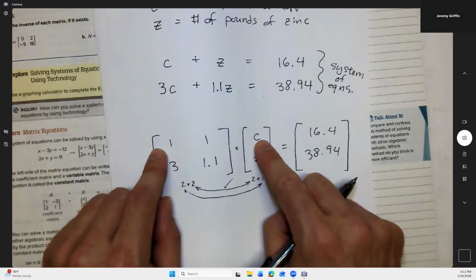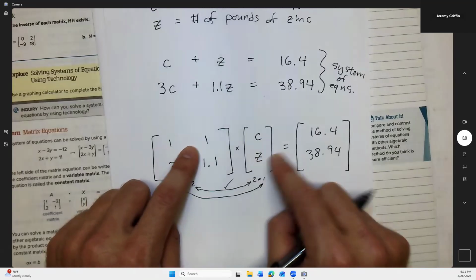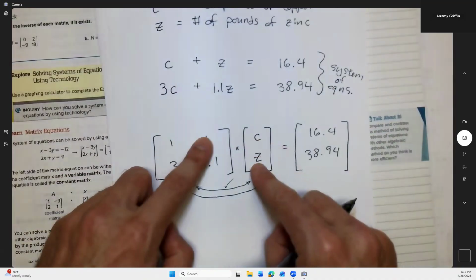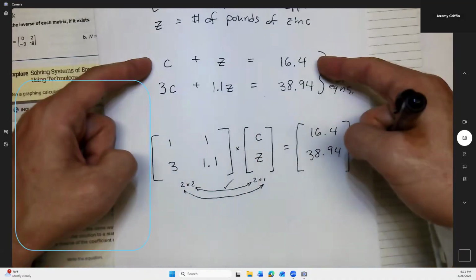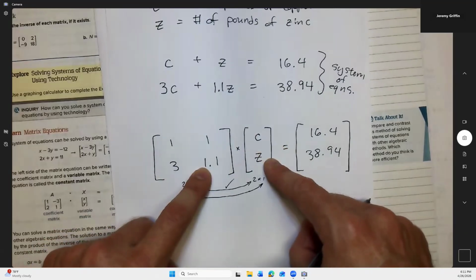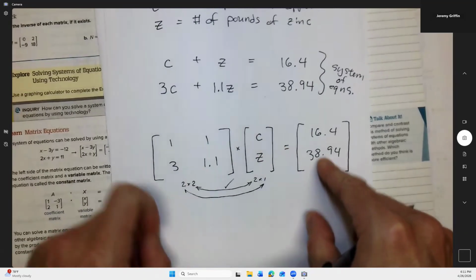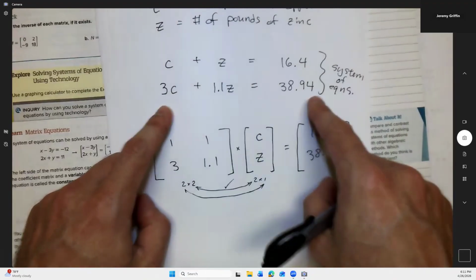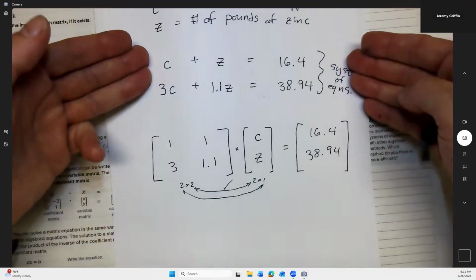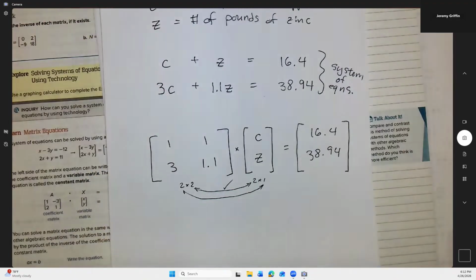Now, remember, I'm going across the first matrix and down the second matrix. So 1C plus 1Z equals 16.4. That's exactly what my first equation says. How about the second equation? 3 times copper plus 1.1Z should be 38.94. Yep, that's exactly what my second equation says. So this is a nice matrix representation of this classic looking system of equations.